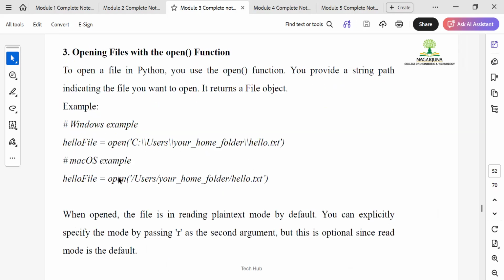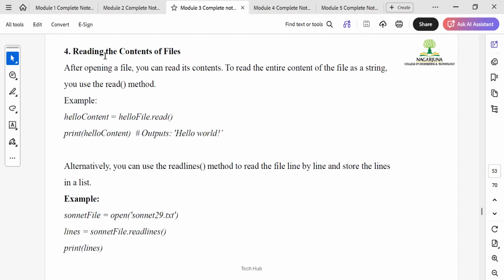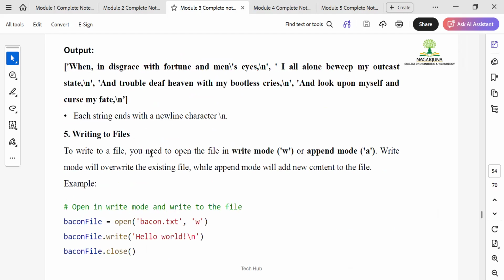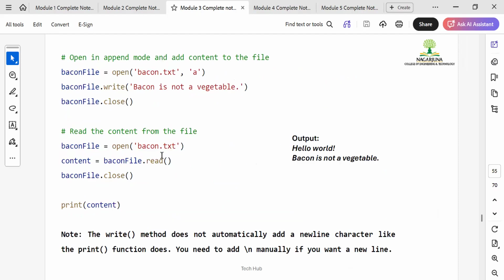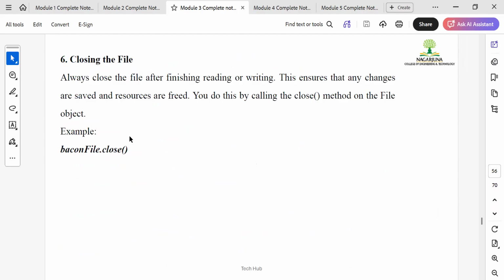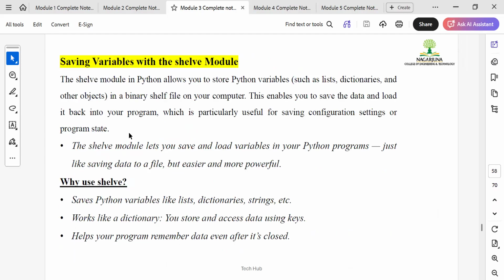Then the file reading and writing process. Here you have to understand what is the purpose of the open method, what is the purpose of the read method, what is the purpose of the readlines method, what is the purpose of readline, what is write mode, what is append mode, after that writelines. Please practice these things with the examples, syntax and the expected output.